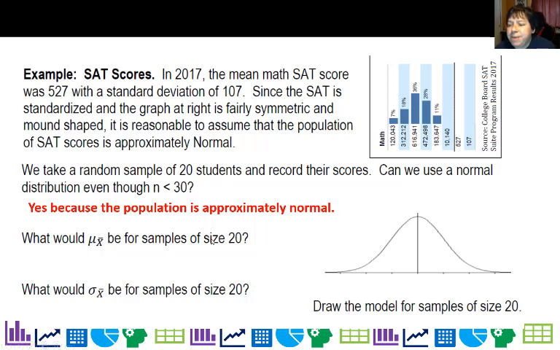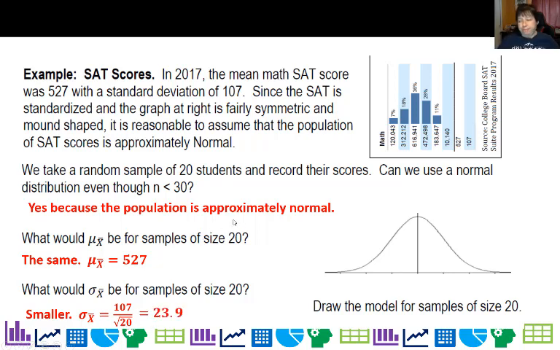What would the mean be for samples of size 20? It should be about the same because the means are the same. This is a super easy question. When they ask you the mean for the samples, it's the same as the mean for the population, that 527. What is going to change is your standard deviation. It's not going to be 107 anymore. It's going to be 107 divided by the square root of 20, which happens to be about 23.9.